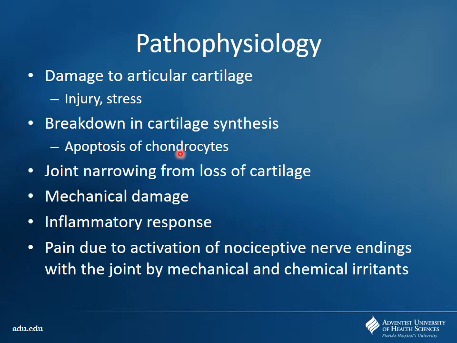Basically, you're going to see the chondrocytes that are useful for producing new cartilage become apoptotic over time and destroy themselves. And the big thing you're going to see is a lot of activation of these nociceptive nerve endings. So the inflammation here is not going to be as widespread as you might see with RA, because with RA you see a lot of extra-joint manifestations as well. You can see sometimes some bleed over into other areas. With osteoarthritis, it's really localized just to that joint.